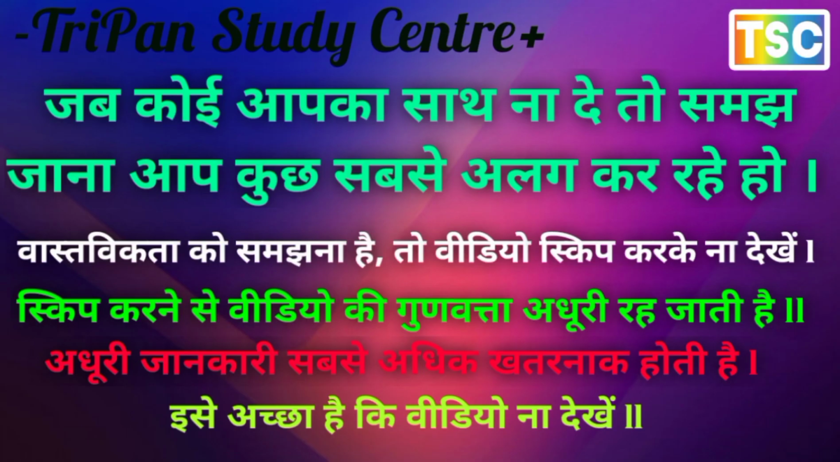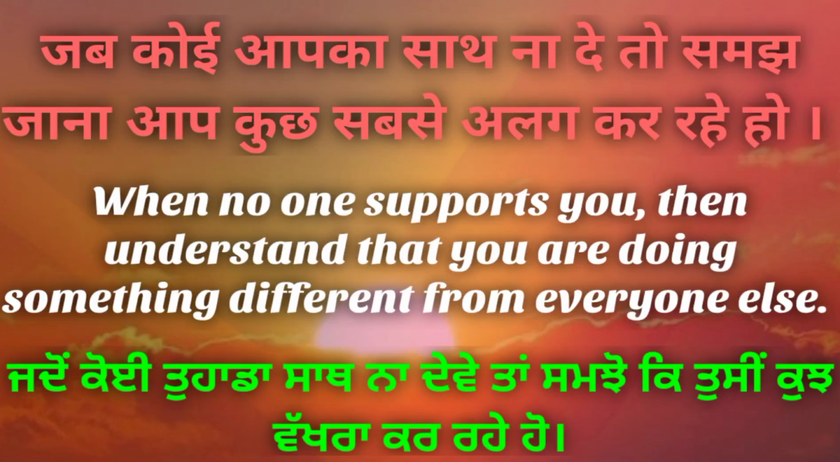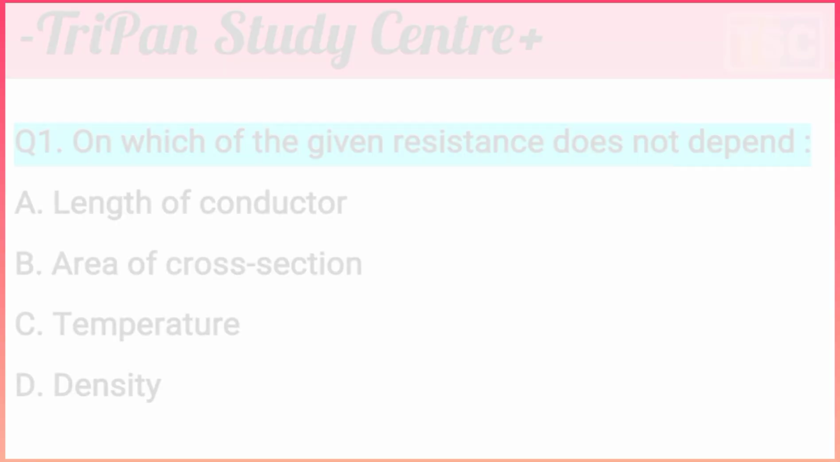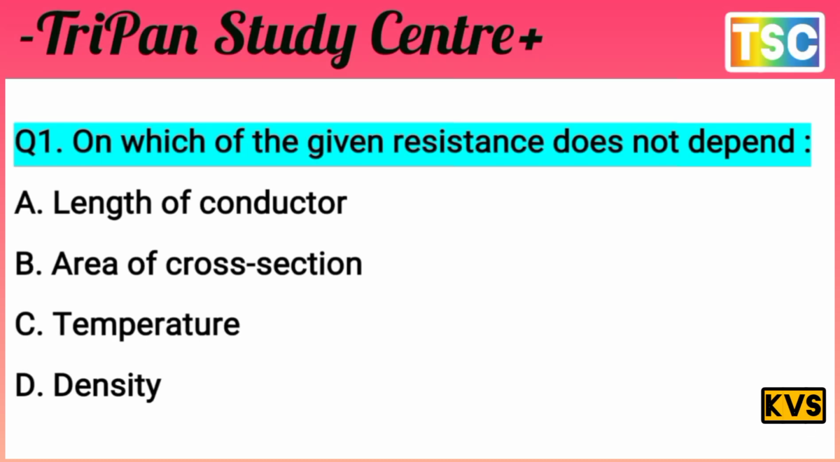Today we are going to do the MCQs, highlighting each and every point of it. Let's see what our topic is today. MCQ one: on which of the given quantities does resistance not depend? That's an important question.